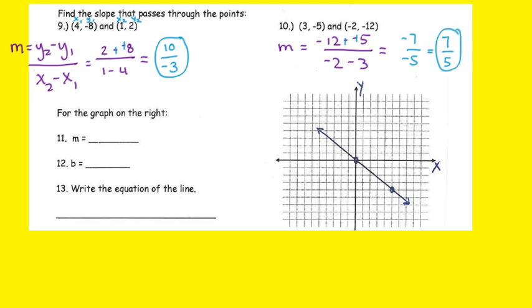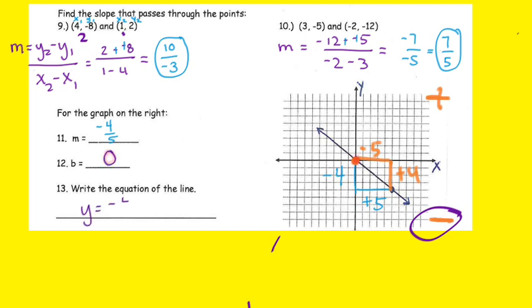On 11, our slope, our rise over run, I'm going down 4 and over a positive 5. We can see this is a negative line because it ends on negative infinity, and my y-intercept just happens to be 0. So the equation of my line is y equals negative 4/5 x. And I could put plus 0, but I don't have to.